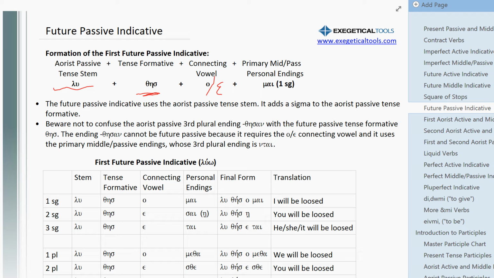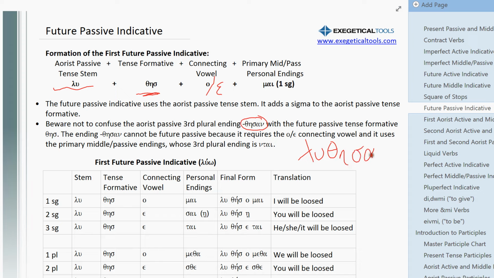So now a couple things just to keep in mind. Already mentioned this first bullet point. The second bullet point is that because you have thēs, there is going to be one other form that might confuse you, and that's forms that end in thēsan, because thēs is in there, theta, eta, sigma. But then it's got the alpha connecting vowel, and then the nu ending for the third person plural of the secondary active endings. So that would be the aorist passive indicative third person plural, something like luthēsan.